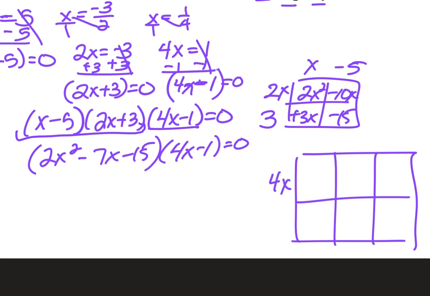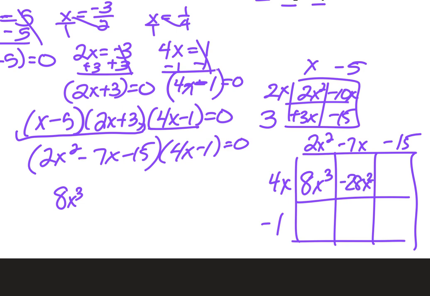So we have 4x minus 1, and then we have 2x squared minus 7x minus 15, and multiply together. So this is 8x cubed. So see, the degree is 3. Okay, and then 4x times negative 7, so that's negative 28x squared. And so this is negative 60x, no like terms here yet.